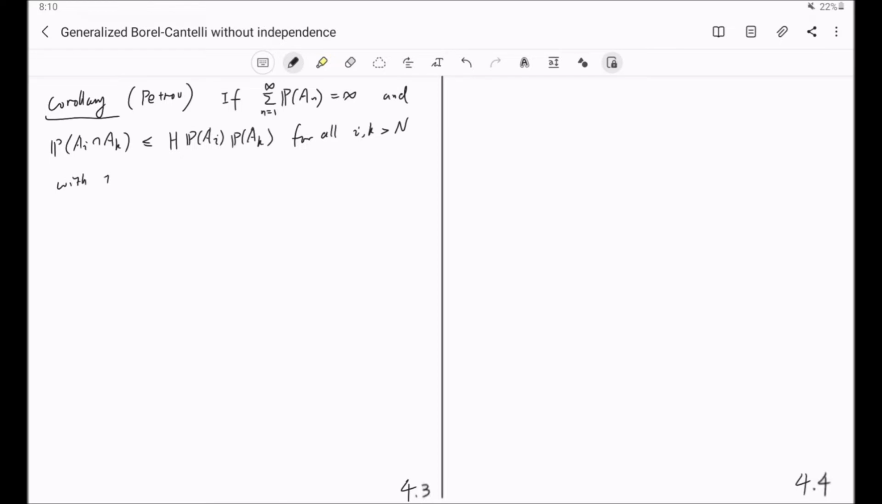with i not equal to k, and for some constants h greater or equal to 1 and n assumed to be a positive integer, then we have the probability of lim sup of A_n as n goes to infinity is greater or equal to 1 over h.